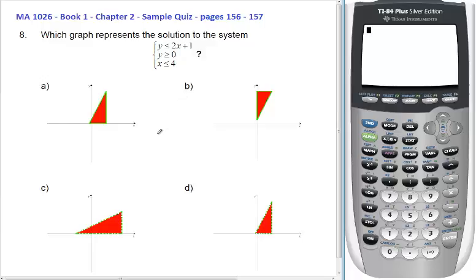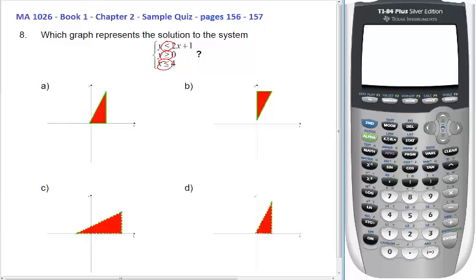So let's go ahead. Which graph best represents the solution to the system? Now notice we have 3 inequalities, right? You can save yourself a lot of work if you look for little tricks to help you. For example, if I look at each inequality sign, what do you notice? This one has an equal sign in it. They all contain equal signs.